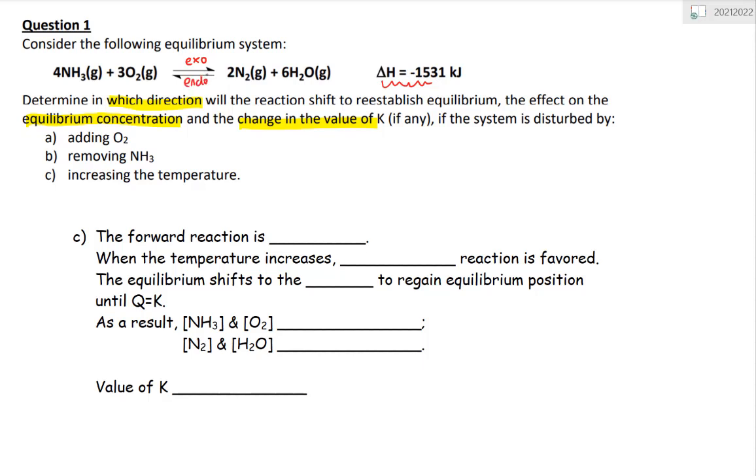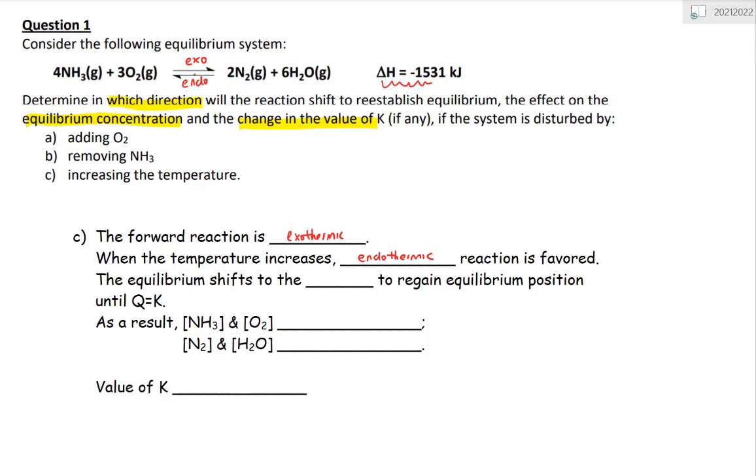So we write in sentences, the forward reaction is exothermic. When the temperature increases, the endothermic reaction is favored. Instead of saying the system favors the endothermic reaction, you can also phrase your sentences differently, as long as you can link that when temperature increases, it will go for the endothermic reaction. So the equilibrium will shift to the left.